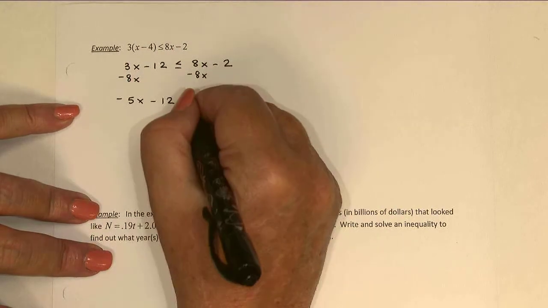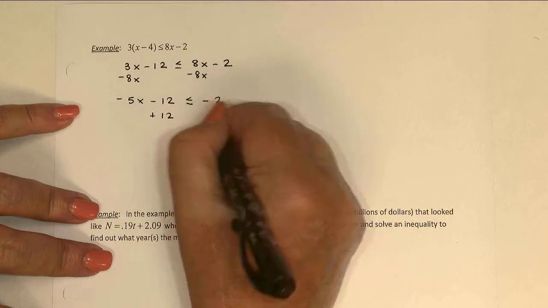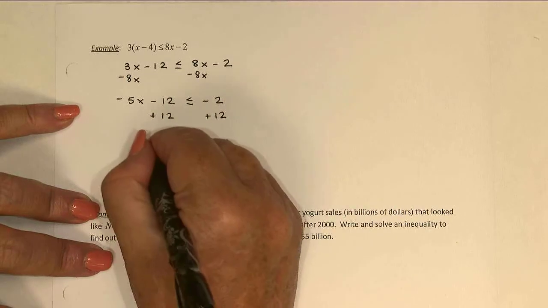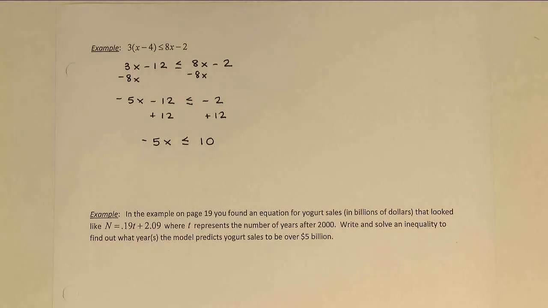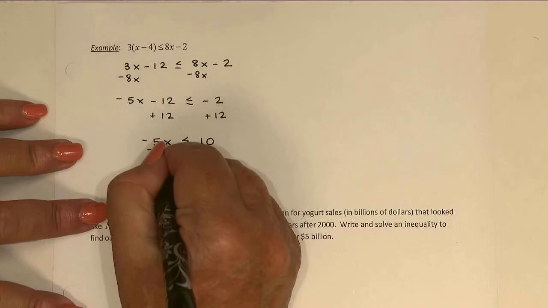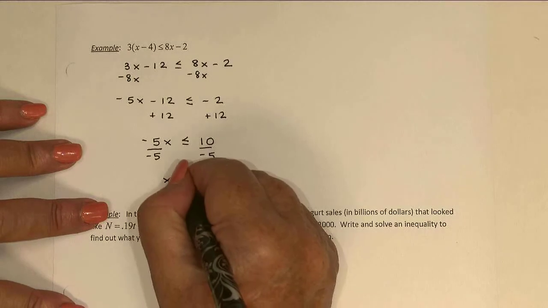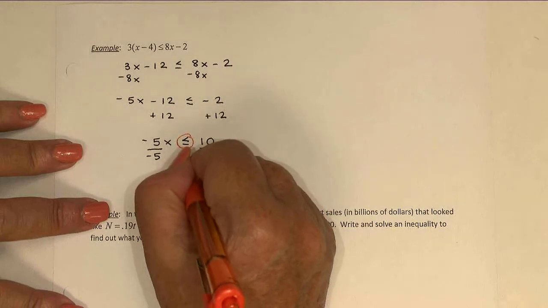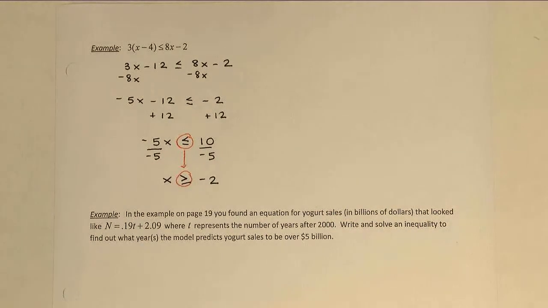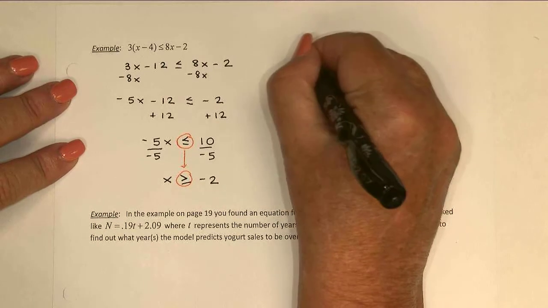Negative 5x minus 12 is less than or equal to negative 2. So I have negative 5x less than or equal to 10. Once again, I find a situation where I'm going to have to divide by a negative number, specifically negative 5. So in my next step, I will reverse my inequality. And so the inequality form of my solution is just x is greater than or equal to negative 2.